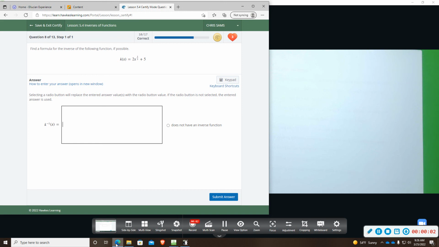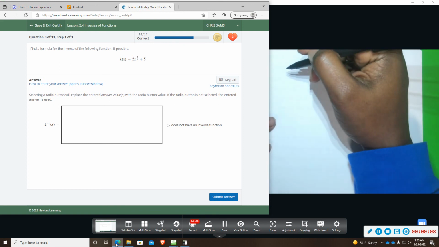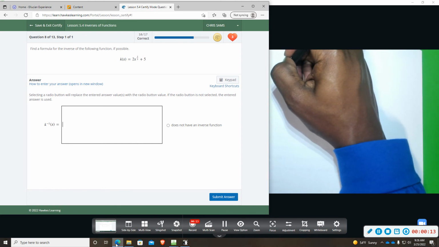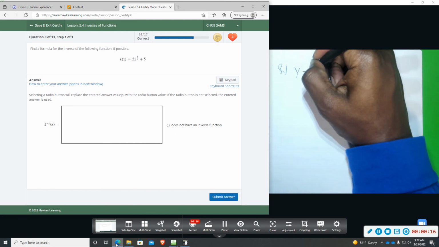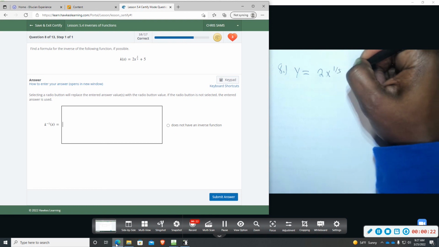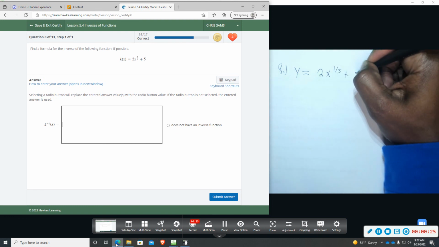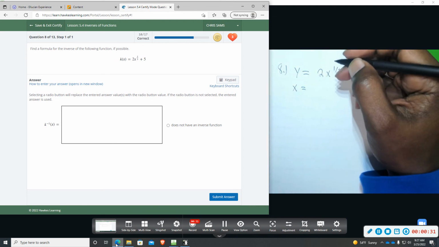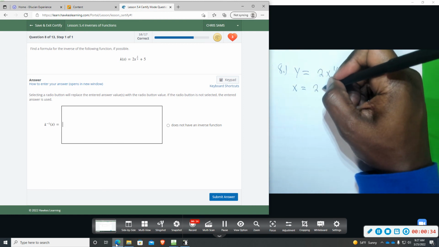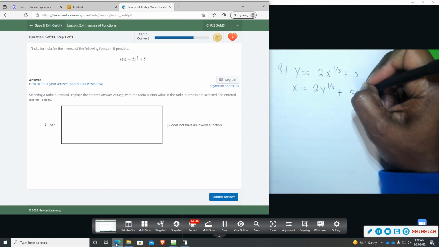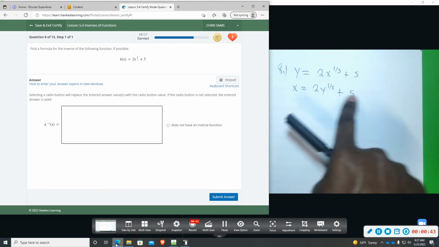All right, number 8, we have another example of finding the inverse, and again it will have an inverse, the fractional power. So I'm going to go ahead and just start out by replacing that with a y, right? Y equals 2x to the 1/5 power plus 5. And then I'm going to flip-flop x and y, so this will be x equals 2y to the 1/5 plus 5.